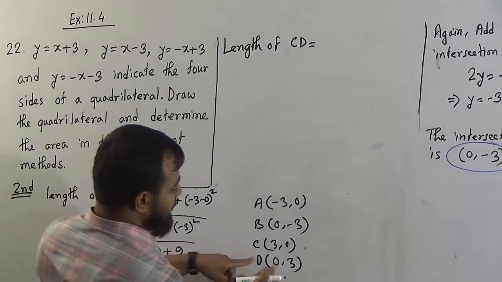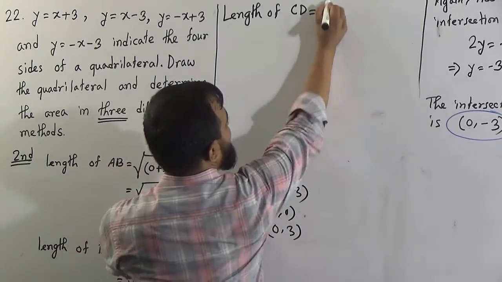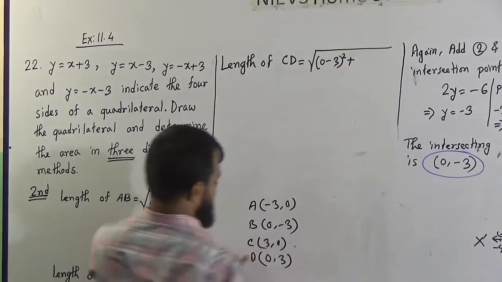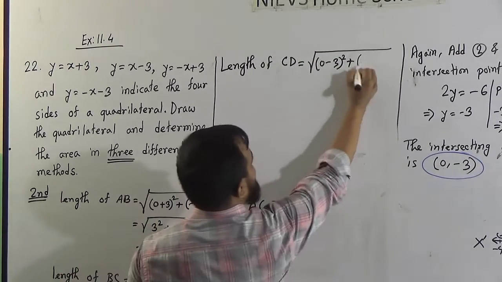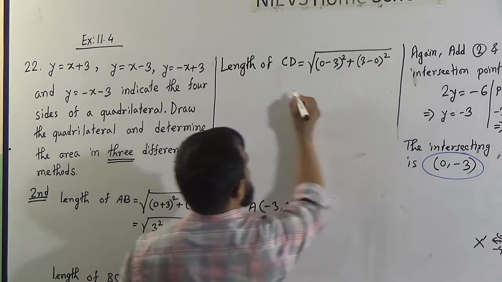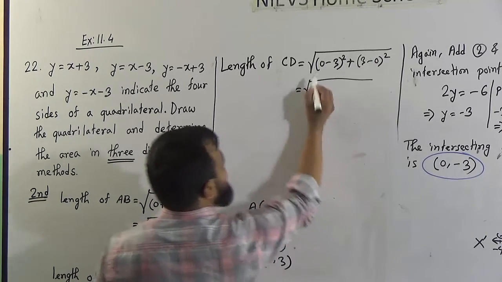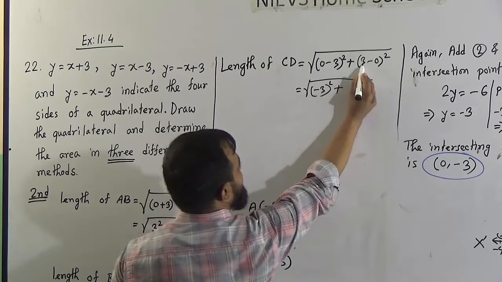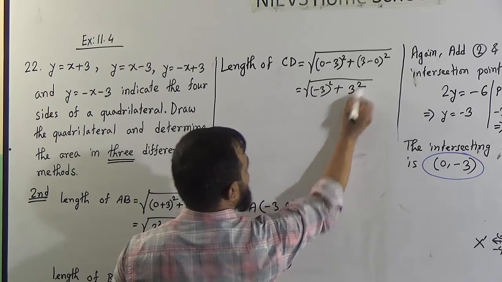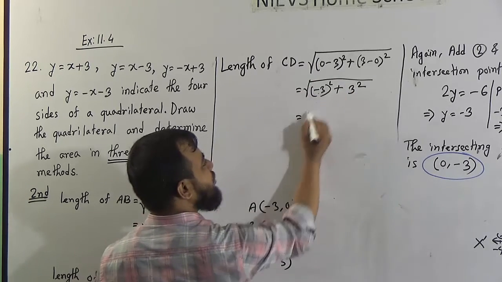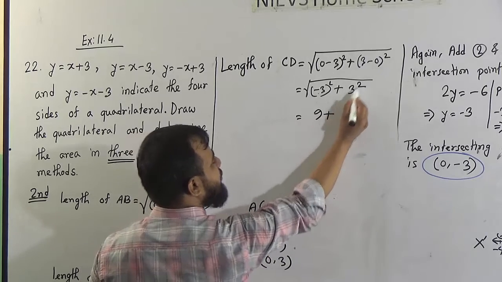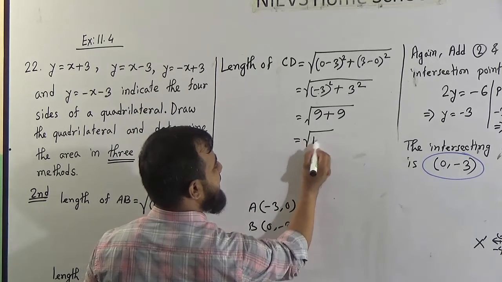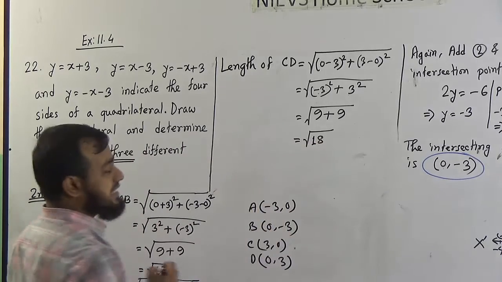Okay, CD, so square root of 0 minus 3 whole square, plus 3 minus 0 whole square. That's equal to square root of 0 minus 3, it will be minus 3 whole square, plus 3 minus 0 means 3 square. My dear students, minus 3 square means 9, and 3 square means also 9. It's the square root. That means it is square root of 18 again, the length of CD.